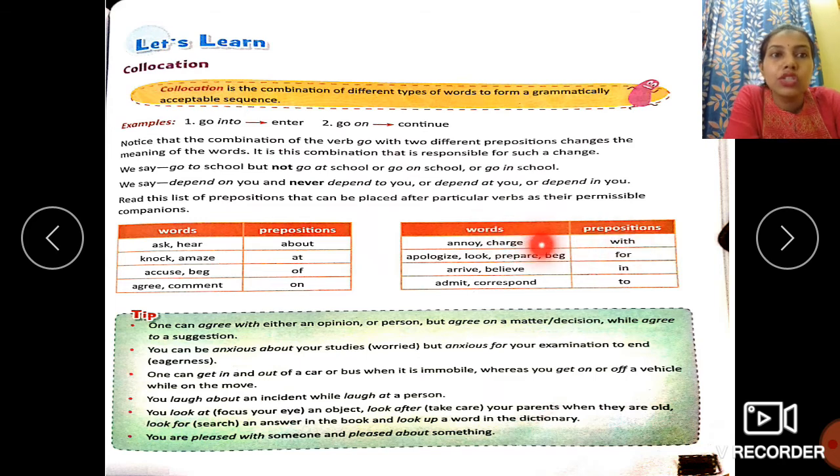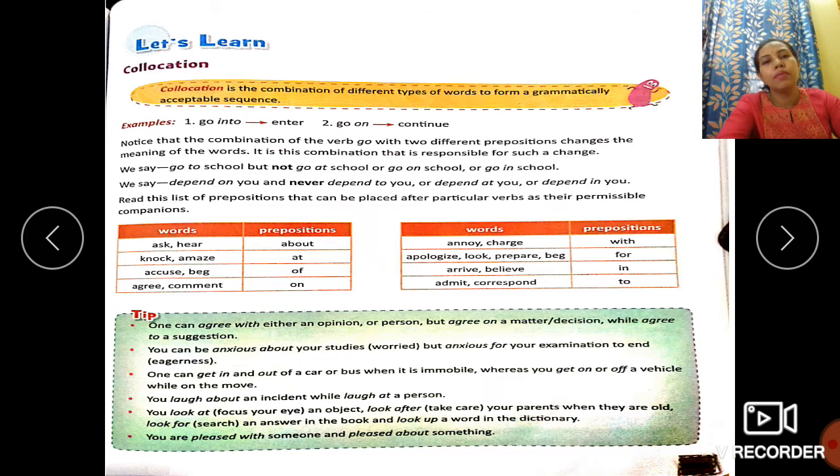Annoy with, charge with, he was annoyed with me. He is charged with theft. Apologize for, look for, prepare for, beg for. Arrive in, believe in. Admit to, correspond to. These are just a very few examples given here, I tell you, children. You'll find vast exercises on this in Wren and Martin.